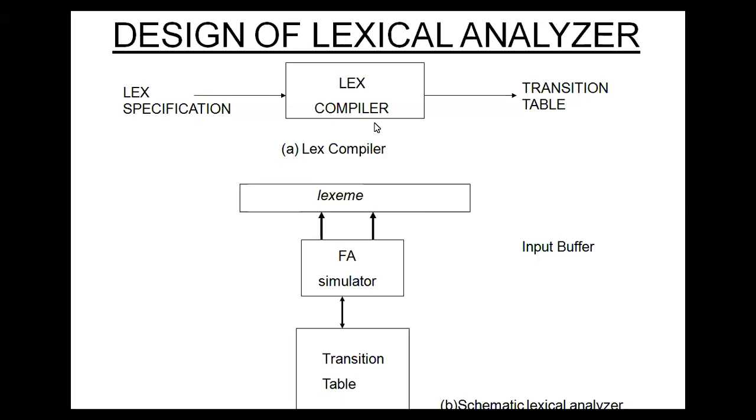What that means is, by using the lex compiler we are compiling the lex program. So the program should be in the form of a lex specification, and the output that we need to generate is in the form of a transition table. That is the representation of the lex compiler.